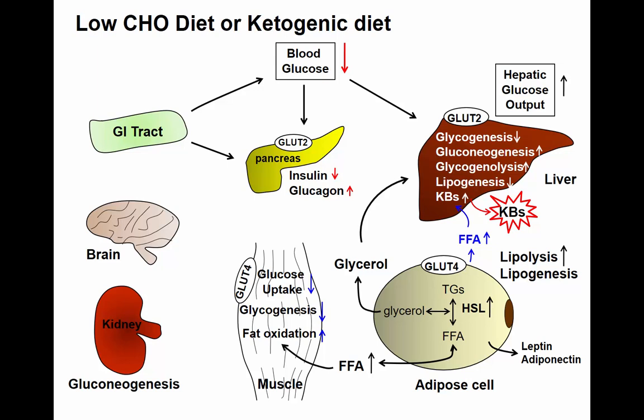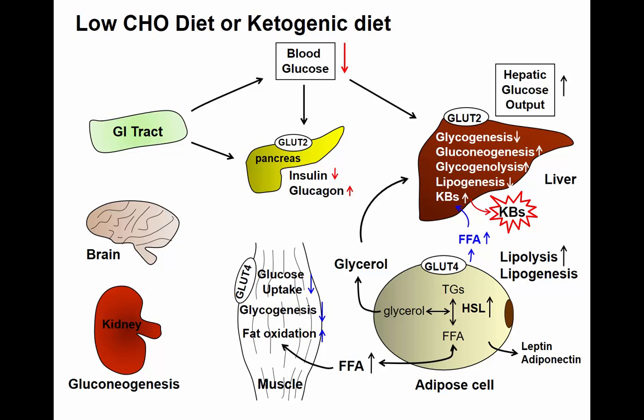And decreased lipogenesis, right? You don't have extra glucose for fatty acid synthesis, right? So lipogenesis activity will also be decreased in the liver. And most importantly, because of lower insulin and high glucagon, the fatty acids will be broken down, right? The triglyceride will be broken down, and the fatty acids will be released from fat tissue.